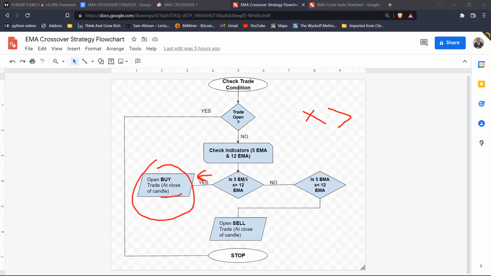It's using the close of the candle to make that decision. So if it finds that at the close of the candle, the 5-period moving average just crossed the 12, it will open a buy trade. Else, if the 5-period is not crossing above the 12, it will check if the 5-period moving average is crossing below the 12-period moving average. And if that were to be the case, well, it will open a sell, right?